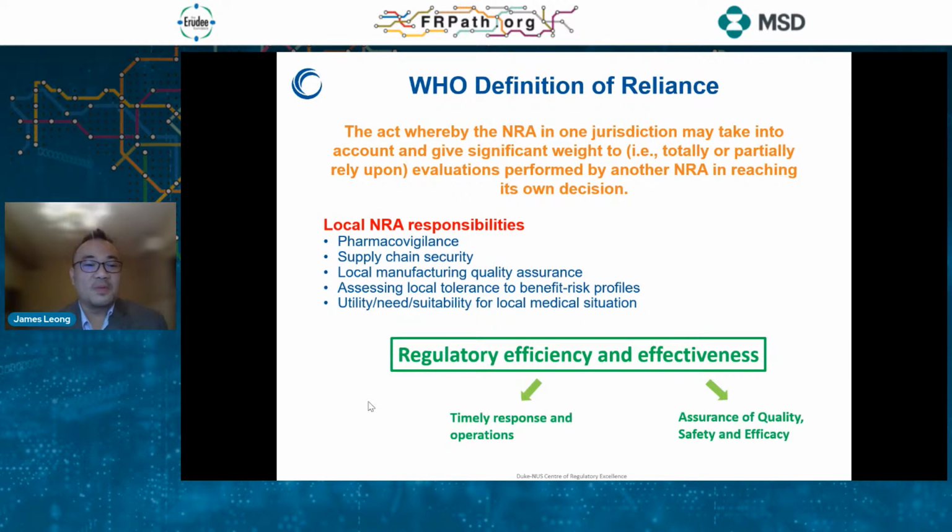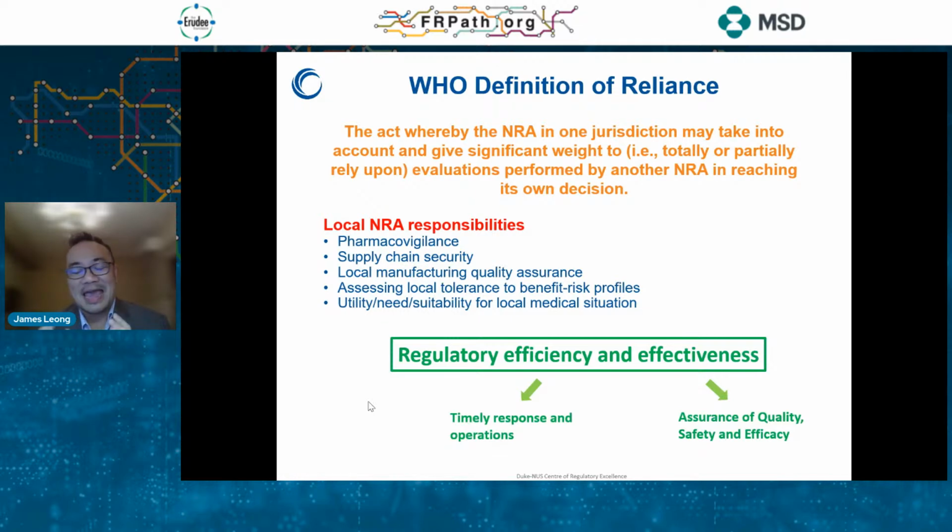Pharmacovigilance. Obviously, nobody is going to track the adverse reactions in your own country except yourself. The quality of the products within your country, including good distribution practices, and also any other post-approval activities to audit and inspect the facilities within your own country, manufacturing products for the own country as well.